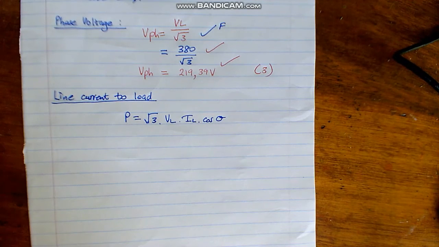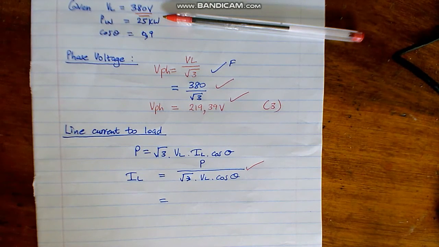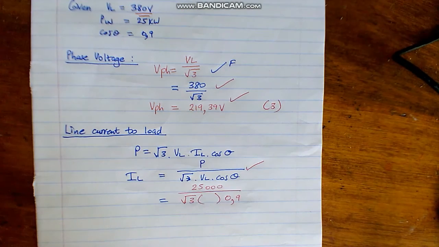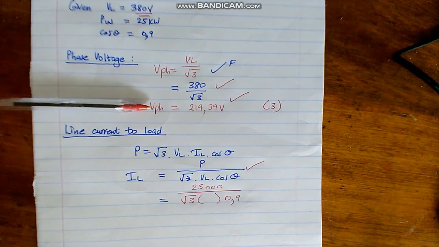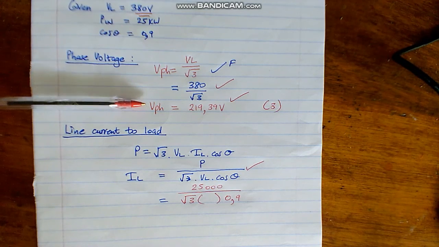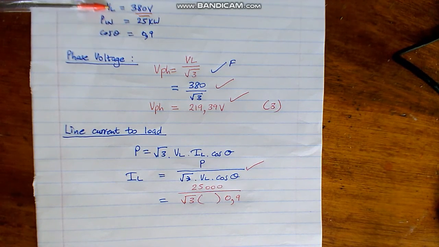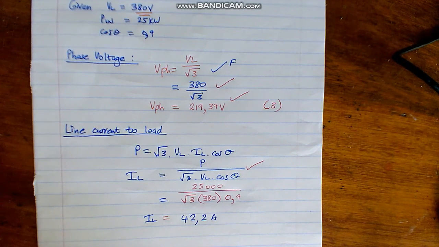The next question is the line current to the load. Power is equal to root 3 VL IL cos theta. We need to make IL subject to the formula. You get 1 mark. Substitute 25,000 for power, and VL is equal to 380. Do not mix it up with the phase voltage calculated above. VL is 380. Substitute that. Final answer, IL is 42,2 amps.